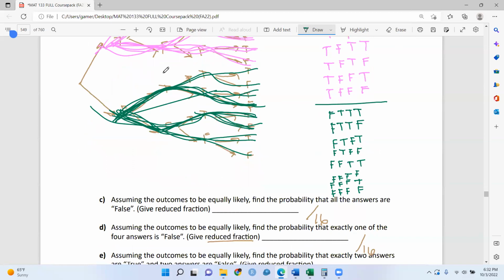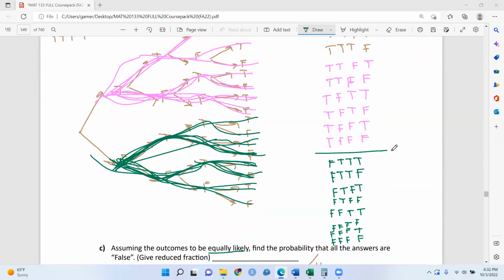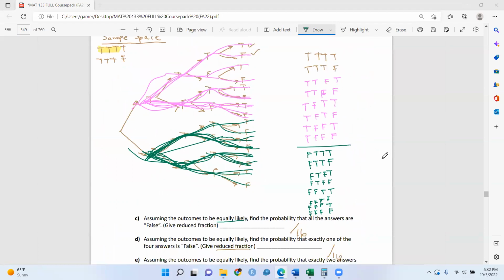And then let's check Alexa's answer for D. Assuming the outcomes to be equally likely, find the probability that all the answers are false. Oh wait, that was for C. So how many outcomes in here have every single option false? Just one. Patty's right. She said 1. Oh, perfect. I missed it. It's just this last one, right? That's the only one that has all 4 false. Okay. So let's get to D.